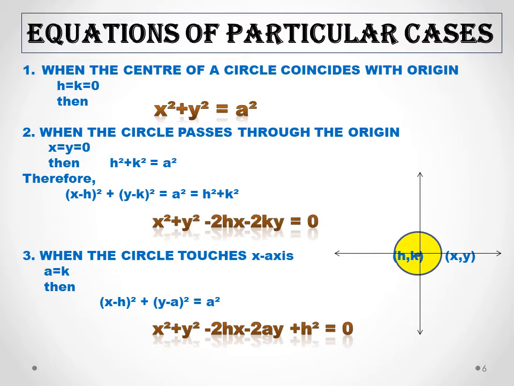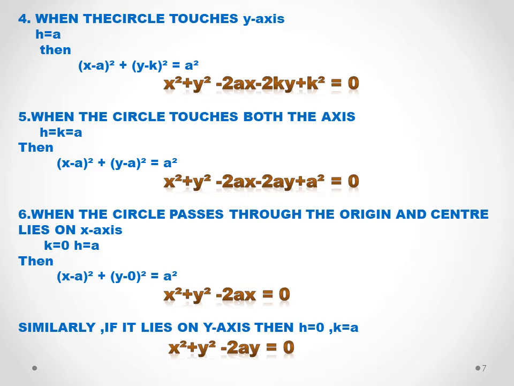So if you simplify it, open the brackets, you'll get x square plus y square minus 2hx minus 2ay plus h square is equal to 0. Next equation is when the circle touches the y-axis. Similarly, if it touches the y-axis, this time your radius will be h, right? So this time your radius will be h. That means you're just going to replace h by a. So if you replace h by a, similarly the equation will become x square plus y square minus 2ax minus 2ky plus k square is equal to 0.